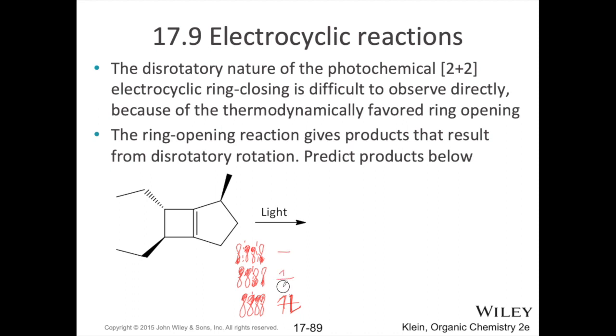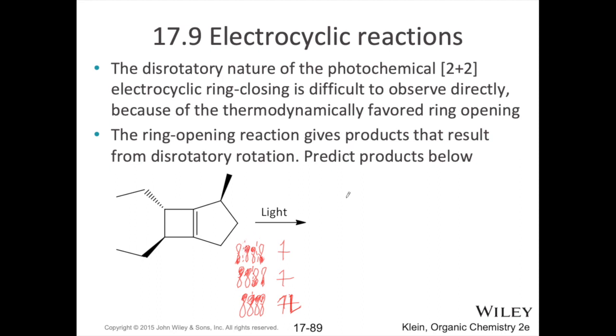So instead, we excite one electron up here, and this is our HOMO. Again, notice that we have these in the same phase, which means that we have to have a disrotatory rotation for these two p orbitals to overlap. Of course, I know the question kind of gives that away, or it tells us that it's a disrotatory rotation, but if you ever have to figure that out for yourself, this is why.